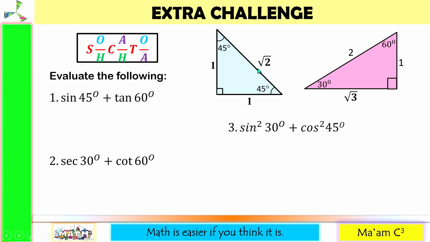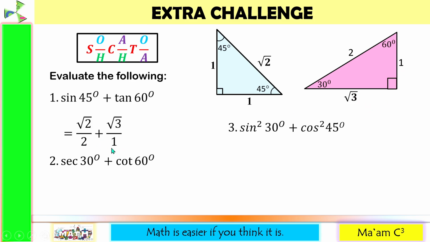1 over square root of 2. Rationalize that. It is square root of 2 over 2. Next, tangent 60. Tangent is what? TOA. Opposite over adjacent. This time 60 degrees. So focus your eyes on 60 degrees. Opposite over adjacent is square root of 3 over 1.